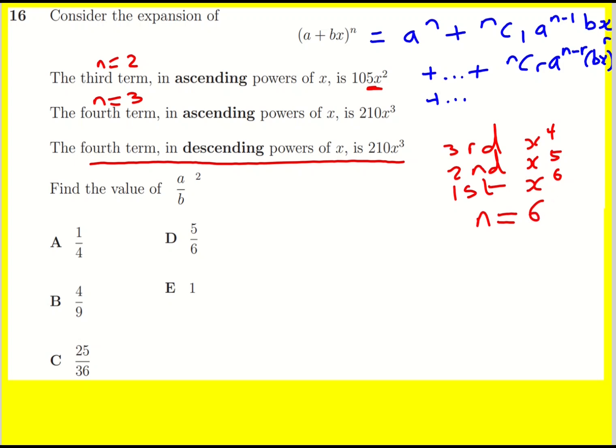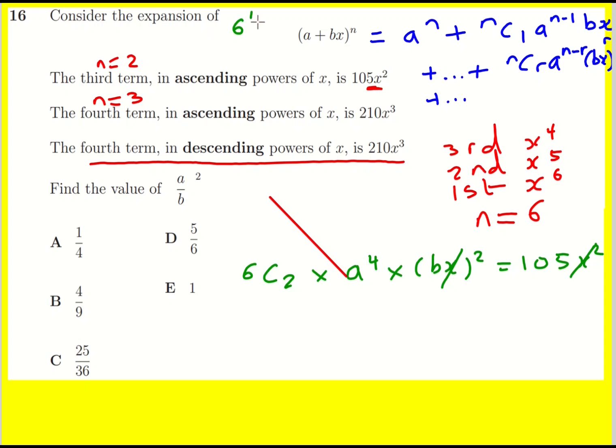And we're now ready to use the other two pieces of information. So we're going to have that 6C2 multiplied by a to the 4 multiplied by bx squared is going to equal 105x squared. I think I'll deal with that now. Like the x squareds, I can just cancel the x's. Okay, 6C2, need to deal with that. So that is going to be 6 factorial over 4 factorial 2 factorial, because nCr is n factorial over n minus r factorial r factorial.